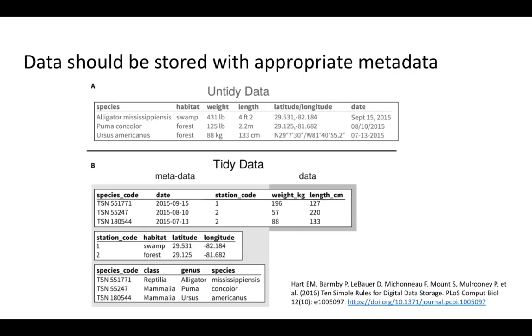Data set A at the top is untidy because it mixes these observational units: species, location of the observations, measurements of the individuals. The units are mixed and listed with the observation. More than one variable is listed. And several formats are used in the same column for dates and geographic coordinates. Whereas data set B on the bottom is an example of a tidy version of data set A.